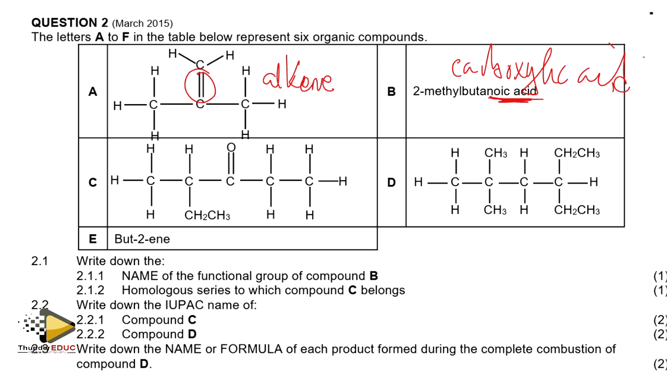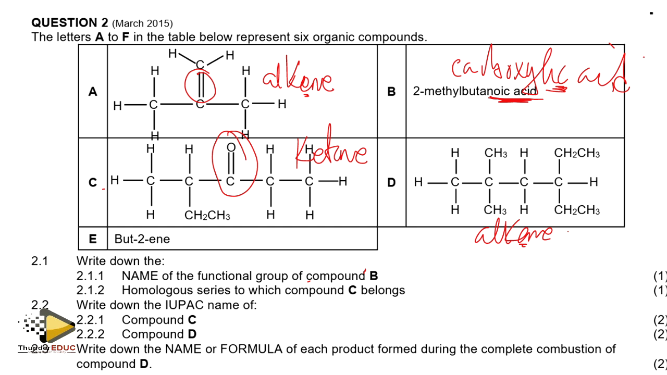We have C. This one is a ketone. And then D, we don't have any double bond, so it becomes an alkane. Yes, this one is an alkene. Well, this one is an alkane. Name the functional group of compound B. These are carboxylic acids.